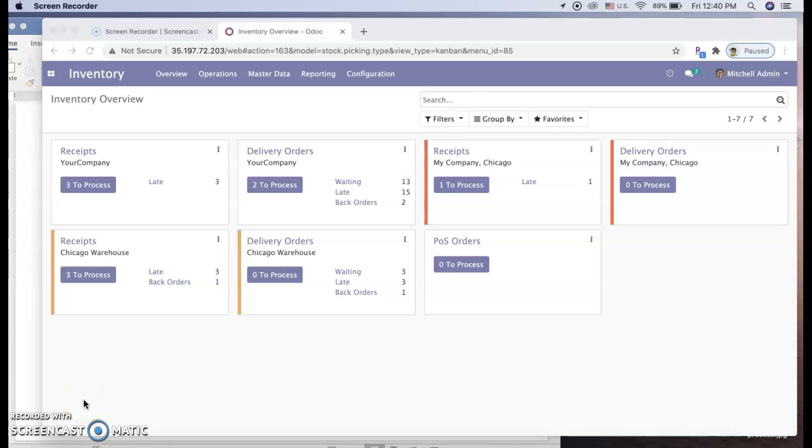Hello everyone. Today we are going to talk about the similarities and the differences between Odoo and SAP. So let's talk about the differences.